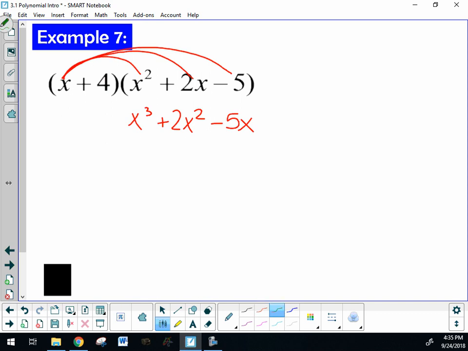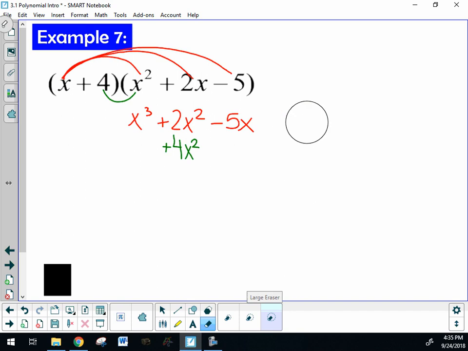Now we need to go back and distribute the 4. The 4 will multiply by the x squared. That's 4x squared. Now I like to keep it lined up like this. I put it right below its like term, so I saw that 2x squared right above it, and I said, okay, if I'm going to put a 4x squared somewhere, I'm going to line it up below. That's just a preference. You could list it over here if you wanted. I like to stack it because then it's easier to combine for me.